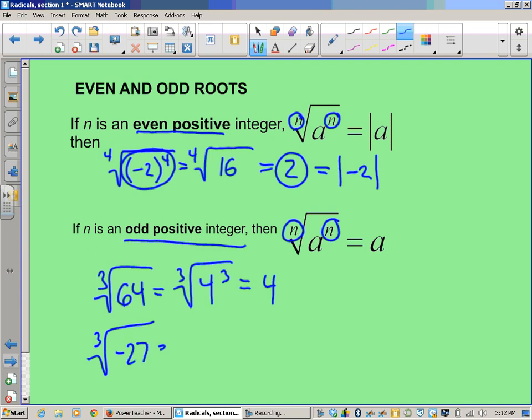Well, I know that negative 27 is negative 3 cubed. And the cube root of negative 3 cubed will come out as negative 3. We do not need the absolute value bars here because negative 3 cubed does equal negative 27. So a little bit different rules for odds and evens. You'll experience some in class, and it won't be such a big deal.